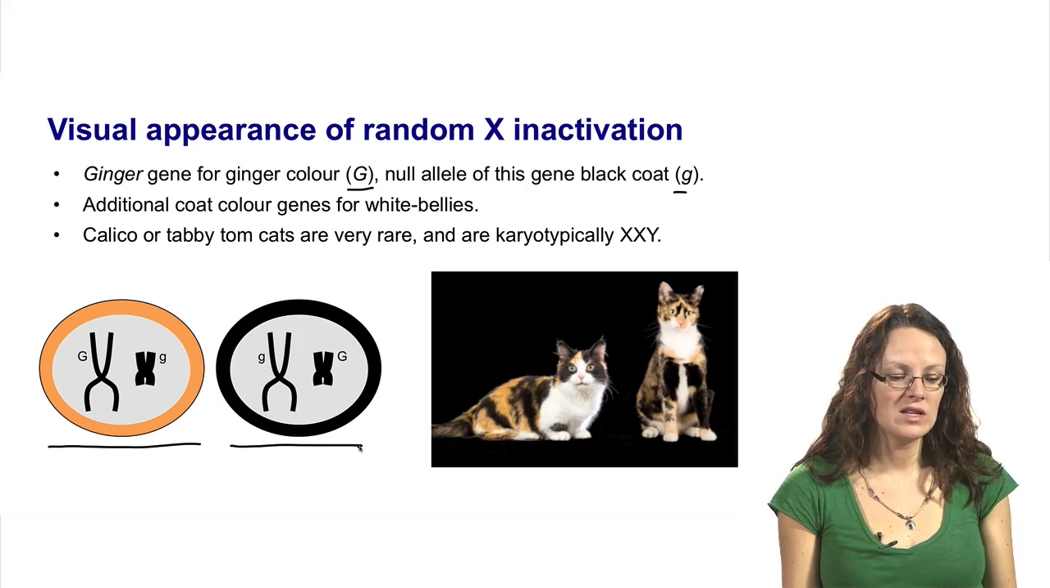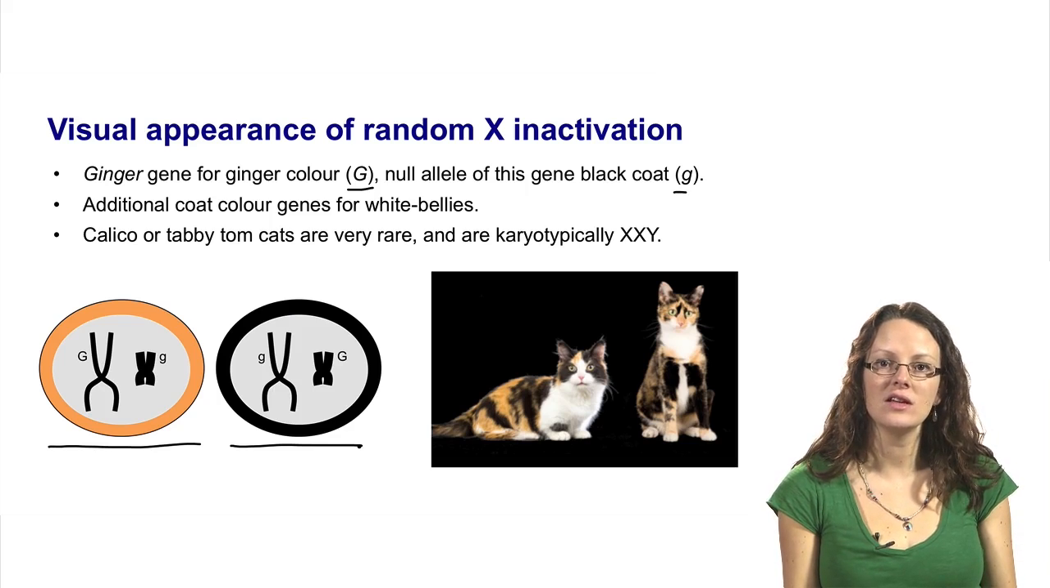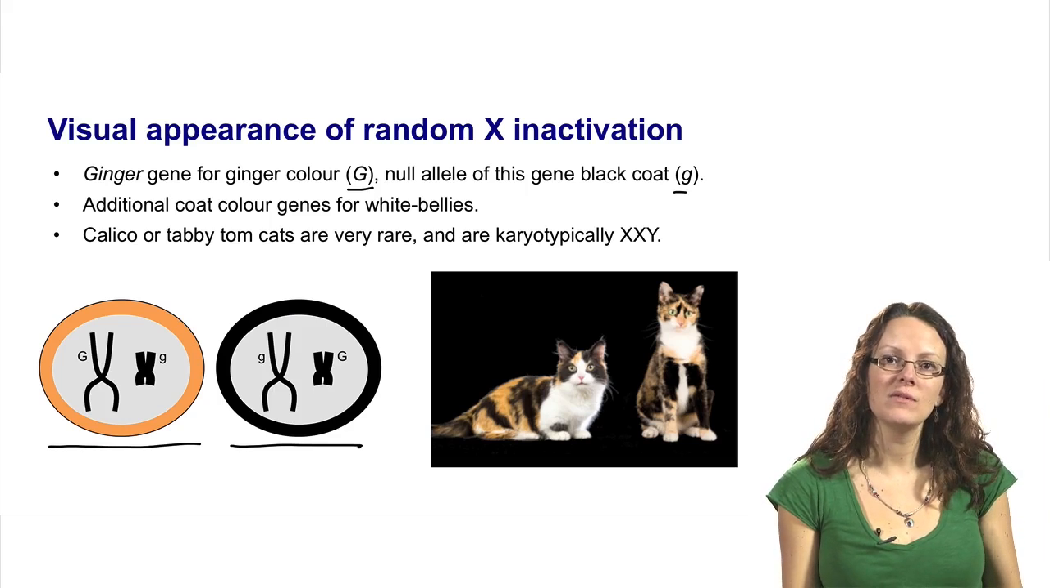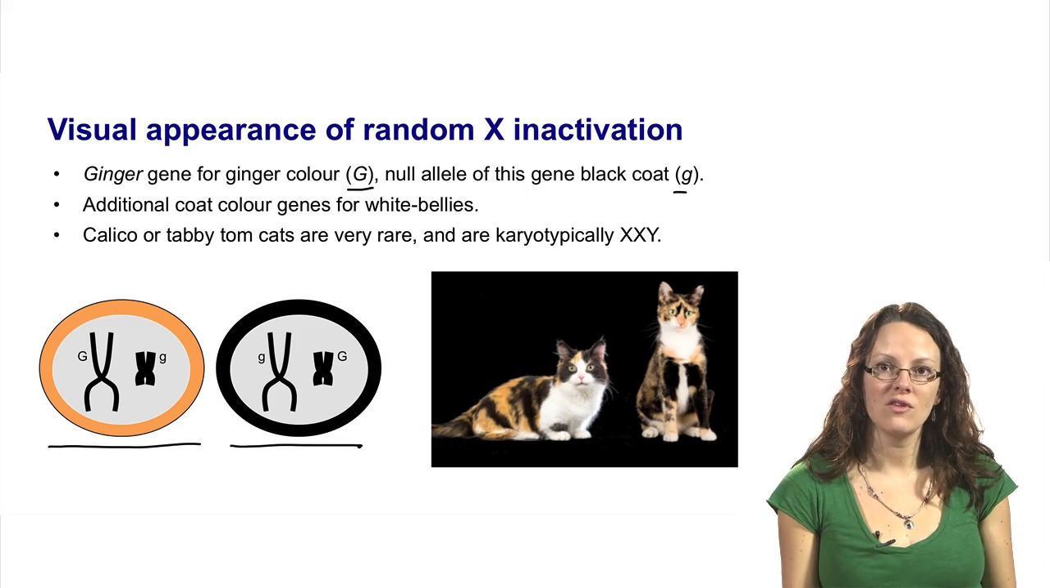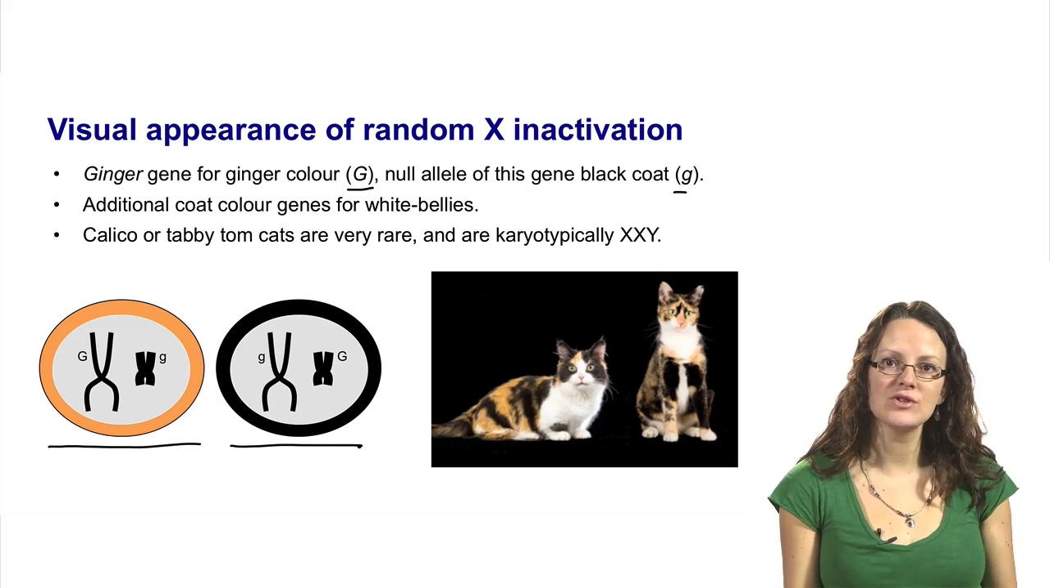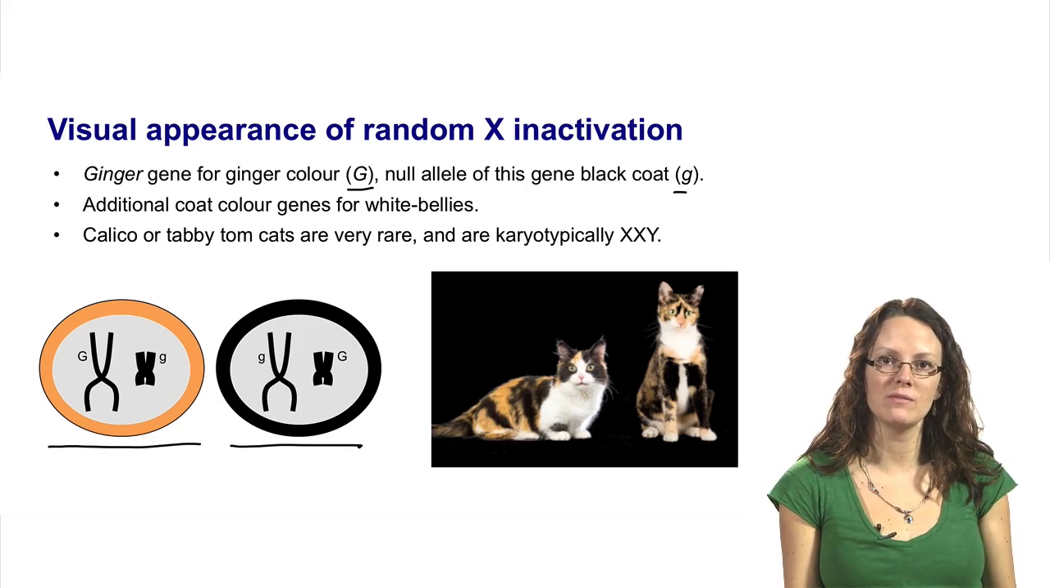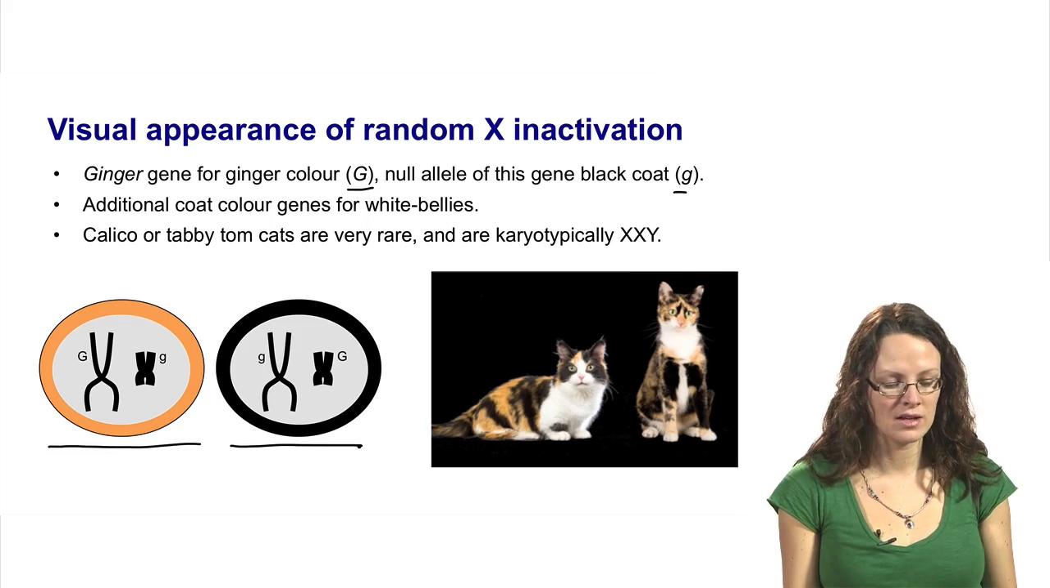So this choice, when it's set up, happens at around gastrulation and is then mitotically heritable for the rest of the lifetime of that female cat. And so you end up getting these clonal patches of coat colour as shown in the picture of the cats on the right. And the same is true if you look at a similar sort of phenotype in mice, and this is what Mary Lyon was looking at.